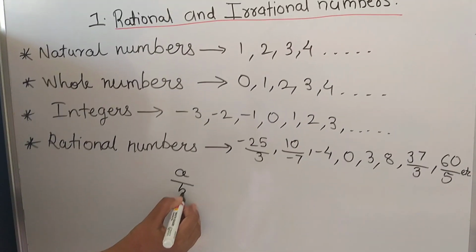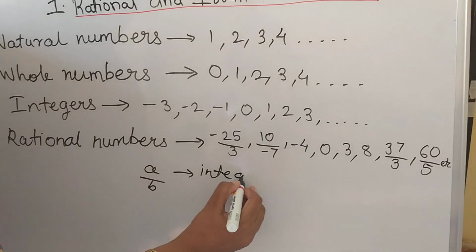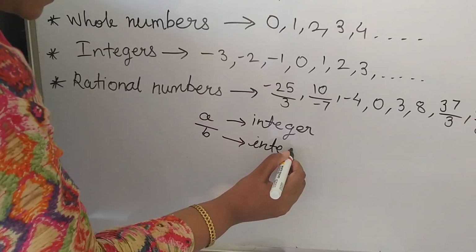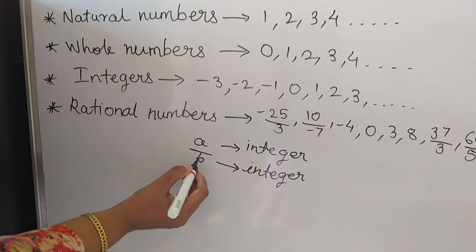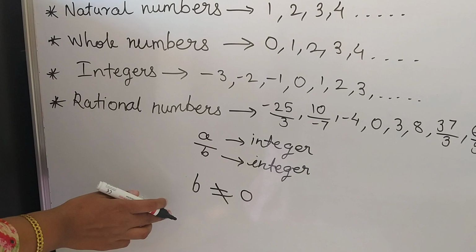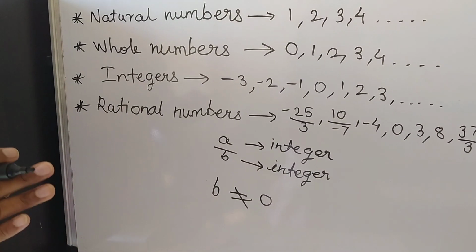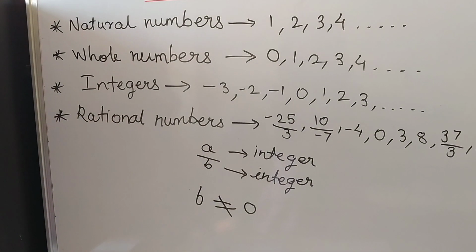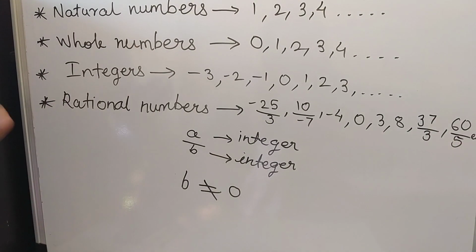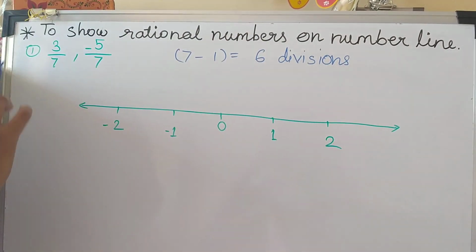Suppose a upon b, where a is an integer and b is also an integer, and where b, that is the denominator, should not be equal to 0. This fraction will be a rational number. Then how to show these rational numbers on the number line. Now we'll see how to show rational numbers on the number line.